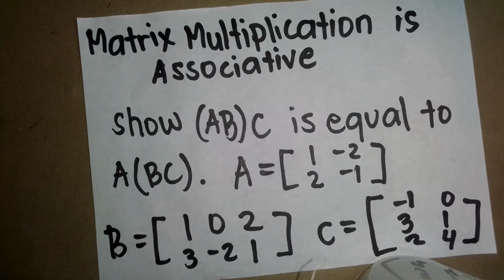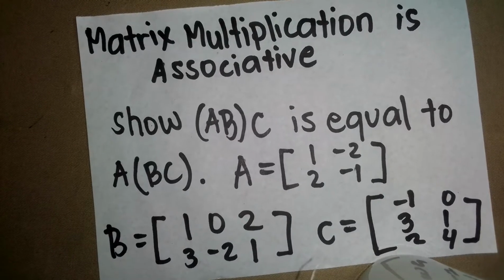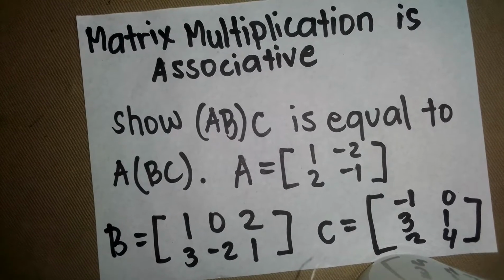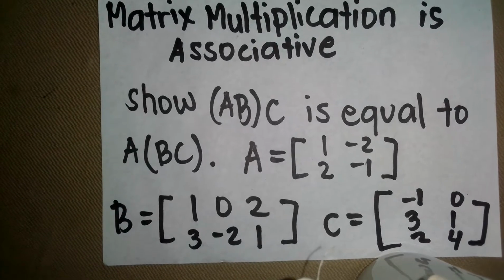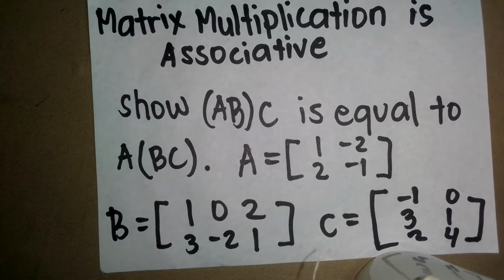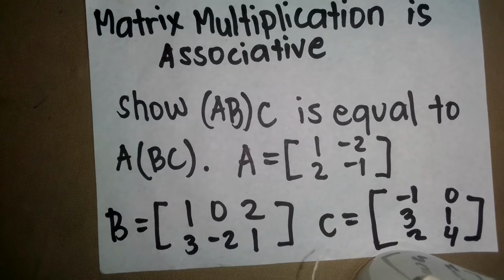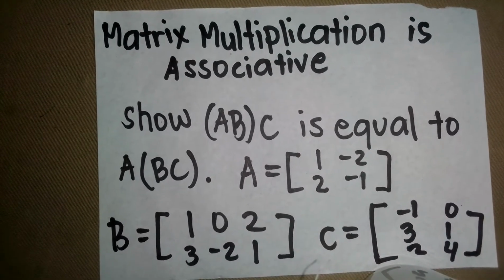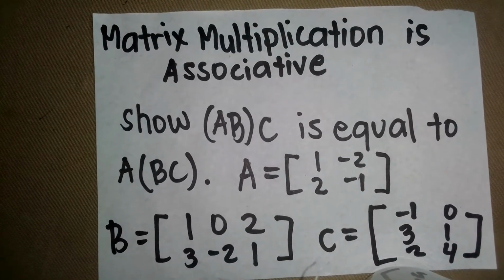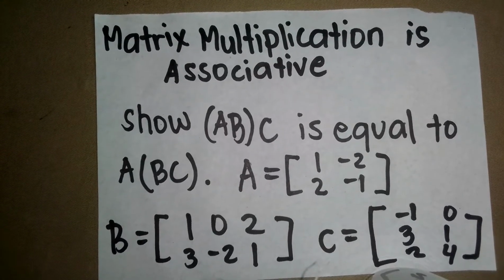where the value of matrix A is 1, negative 2, 2, negative 1. The value of matrix B is 1, 0, 2, 3, negative 2, and 1. The value of matrix C is negative 1, 0, 3, 1, 2, 4.